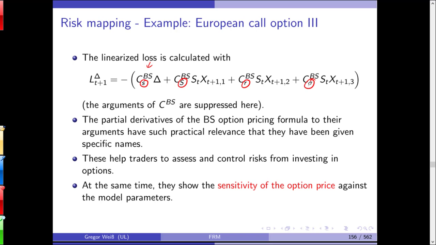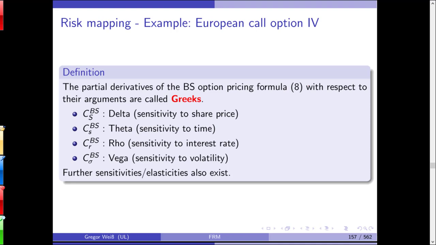And this is so important, these partial derivatives, that in practice they have a special name for them. These are the famous Greeks, die Griechen. These are the famous Greeks in option pricing, because each and every partial derivative of the option pricing formula in the Black-Scholes model with respect to one of the input parameters has a special name.